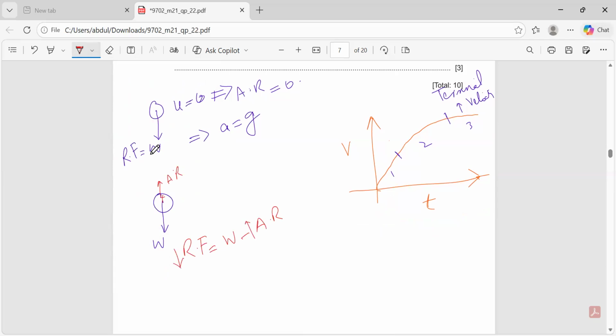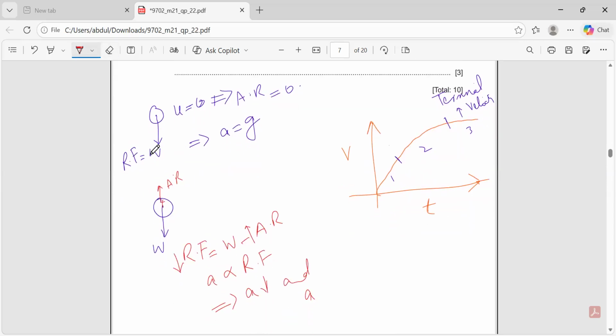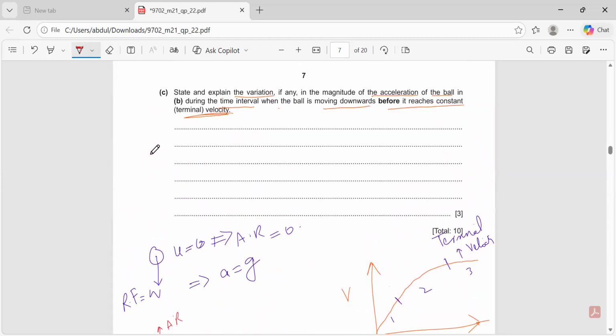So if resultant force is decreased, we know acceleration is proportional to resultant force. This implies that acceleration is decreased, and acceleration is less than 9.81, or it is less than g. So it is less than g. But up to here we will discuss. Up to here only he is asking, before it reaches the constant velocity. So I'm sure you got the concept.